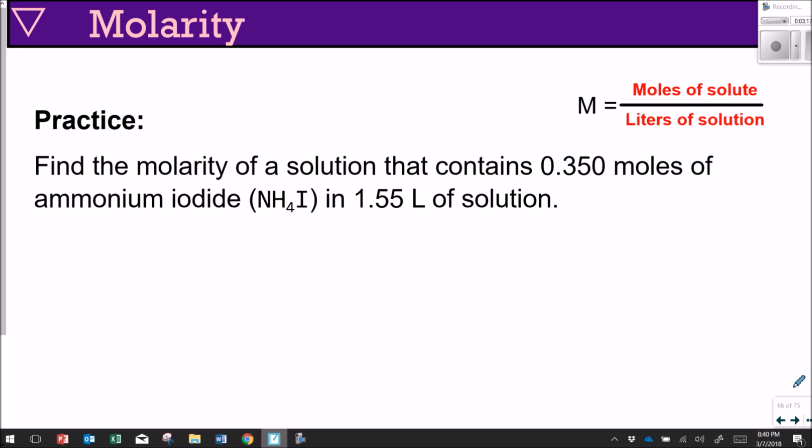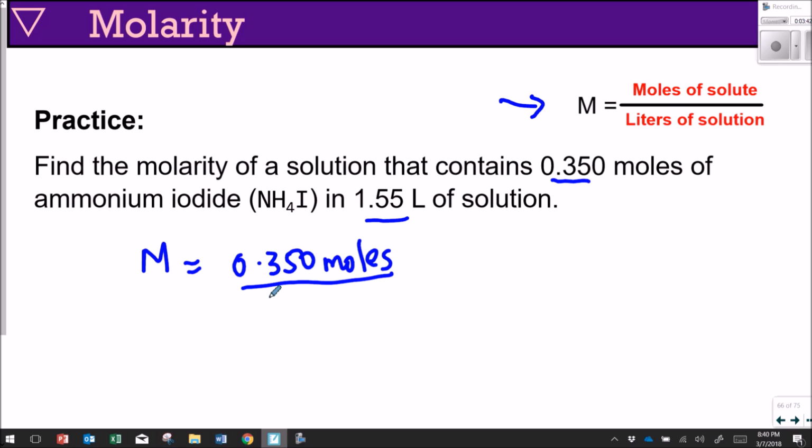Find the molarity of a solution that contains 0.35 moles of ammonium iodide in 1.55 liters of solution. So our formula is over here, M equals moles of solute over liters of solution. So the molarity M was 0.350 moles over 1.55 liters of solution, and that gives us 0.226 molar ammonium iodide.